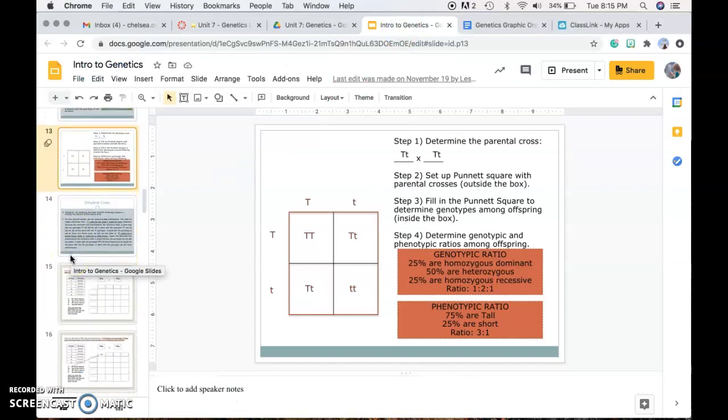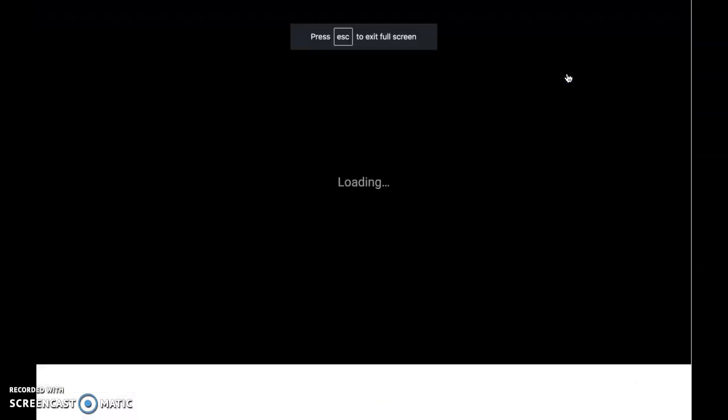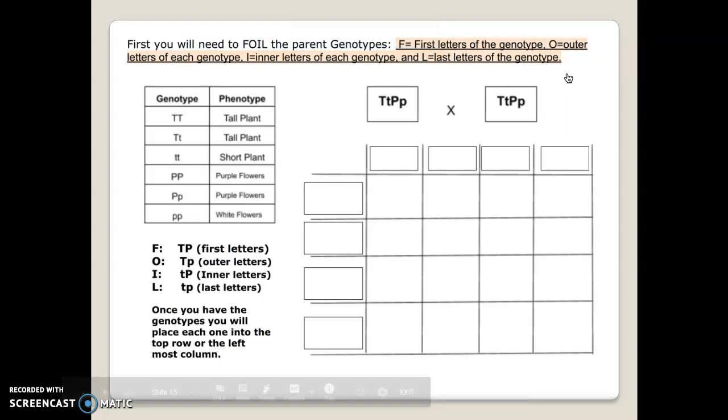All right. So this learning target basically just wants us to be able to do a dihybrid cross. Now, I want to remind you that dihybrid crosses always have 16 boxes. So a monohybrid cross has 4 boxes and a dihybrid cross has 16 boxes. When we look at dihybrid crosses, we're looking at 2 genes together.